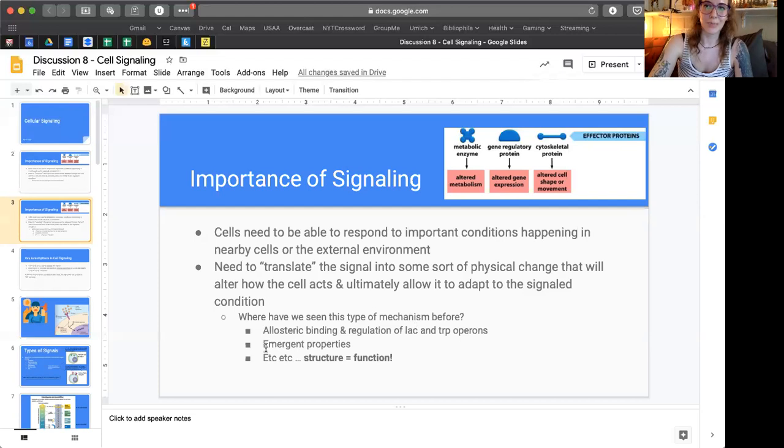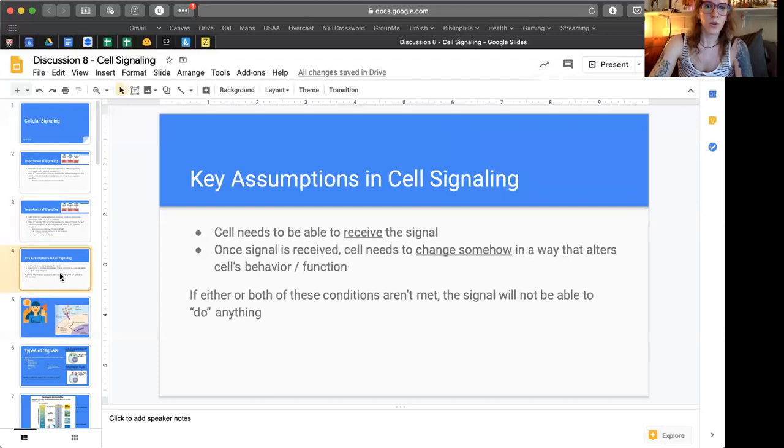we're going to see a change in the cellular response. Okay, so the two key assumptions in cell signaling are, one, the cell needs to be able to receive the signal in the first place. And then once the signal is received, the cell needs to be able to change somehow in response, in a way that will affect its function. If either one of these isn't met, or both aren't met, you're not going to be able to change in response to a stimulus.